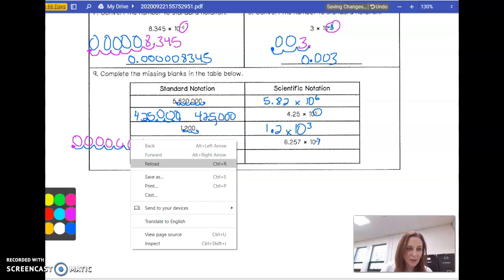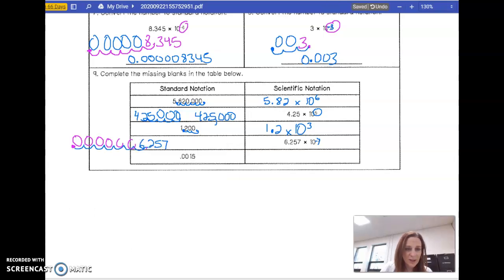Oops, sorry, I keep hitting crazy buttons. Okay, because it was here. So this becomes 0.000000 6257. 1, 2, 3, 4, 5, 6 zeros. Then 6257. See how scientific notation makes this so much easier?